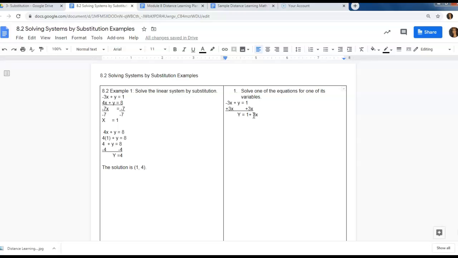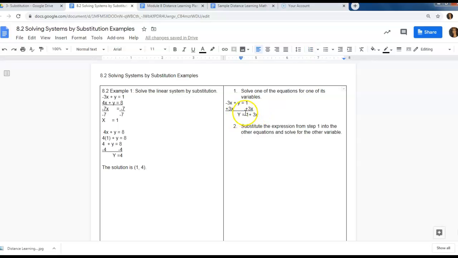Okay? So now that I have that done, the second step is substitute the expression from one of those variables into the other equation. So step number 2 is substitute the expression from step 1 into the other equation and solve for the other variable.